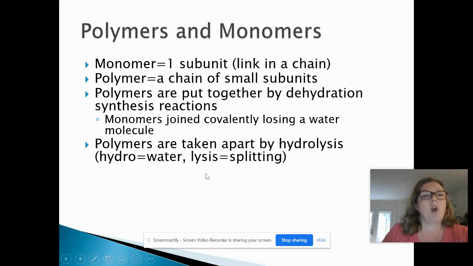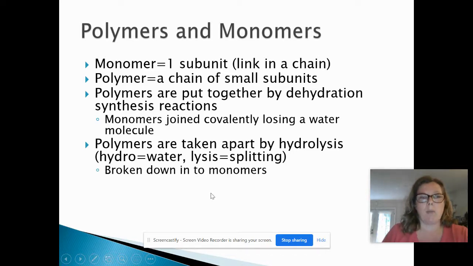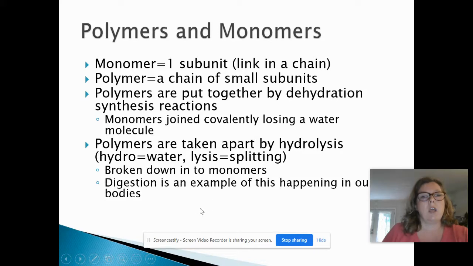When you take them apart, you do a process called hydrolysis, which literally means water splitting. Okay, so when you want to break down a polymer into its monomers, that's how you do it. This is what happens when you digest your food.